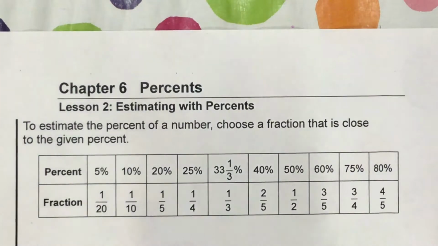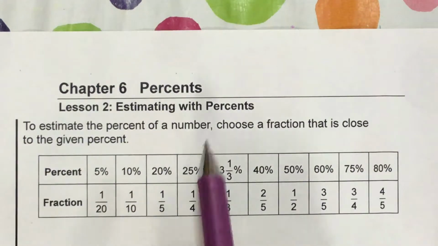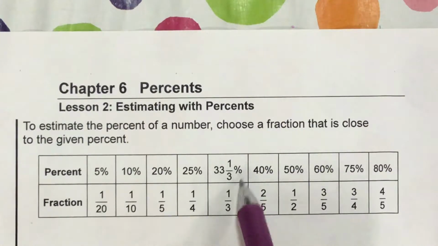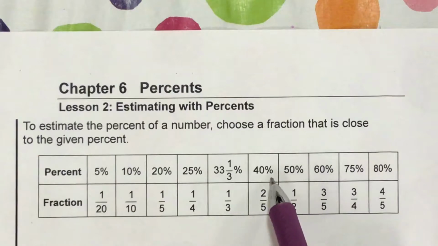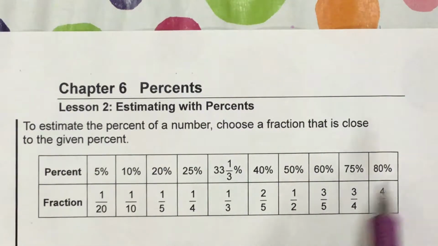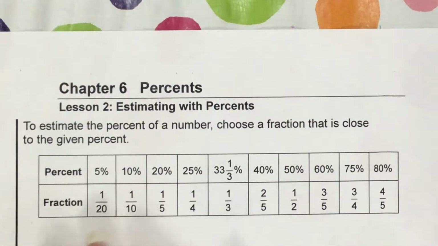If we look, 5% is the same thing as 1/20th, 10% is the same thing as 1/10, 20% is the same thing as 1/5, 25% is the same thing as 1/4, 33 1/3% is the same thing as 1/3, 40% is the same thing as 2/5, 50% is the same thing as 1/2, 60% is the same thing as 3/5, 75% is the same thing as 3/4, and 80% is the same thing as 4/5. Your life is going to be easier in the world of mathematics if you memorize all of these.